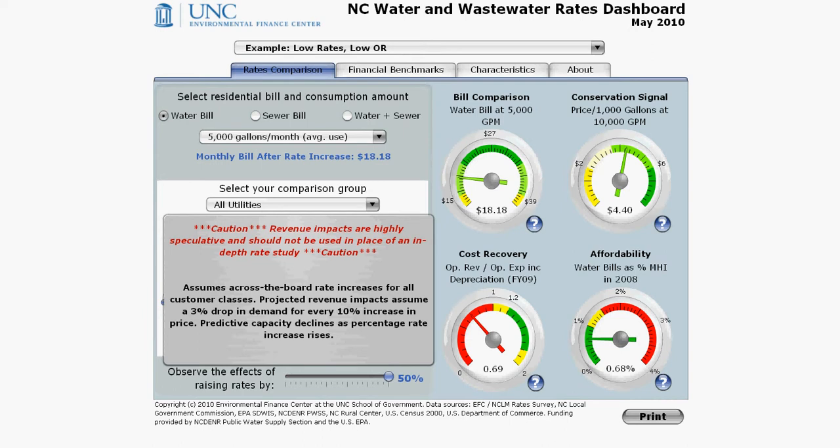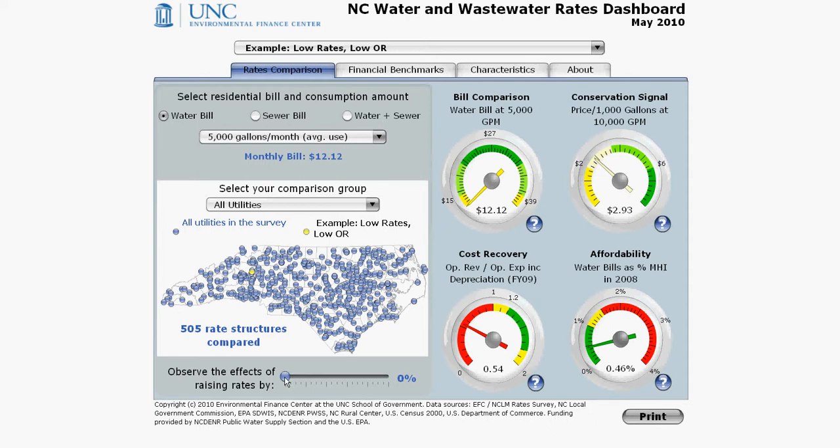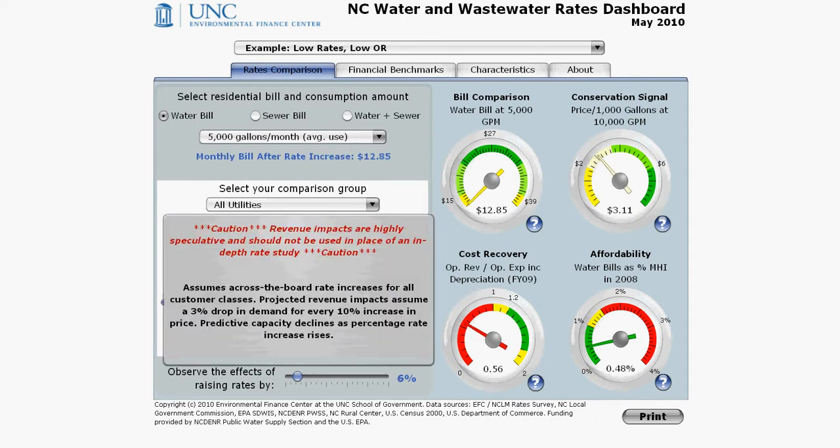Instead of showing what the utility is actually charging, we are now looking at what the utility would be charging given the rate increase we select. Even the cost recovery dial reflects an increase in the revenues, and assuming no changes to expenses, the cost recovery ratio improves as we raise rates. We factored in an elasticity figure to reflect the fact that as you raise rates, consumption will usually go down, affecting revenues as well. Anytime you move the slider to the right, a large warning box appears.